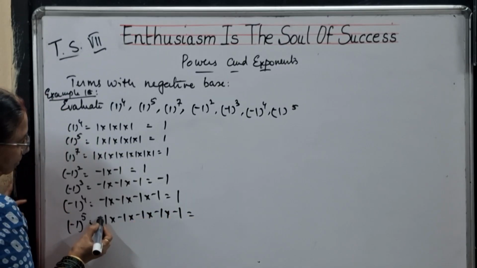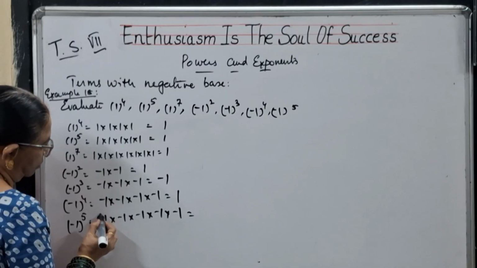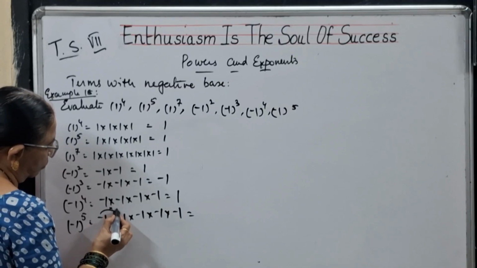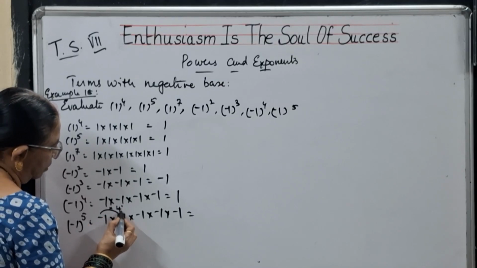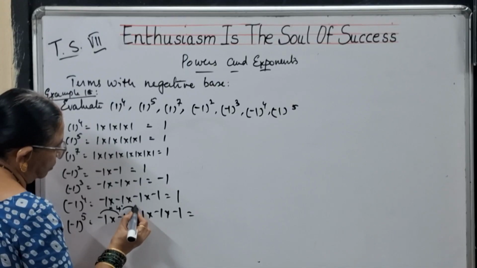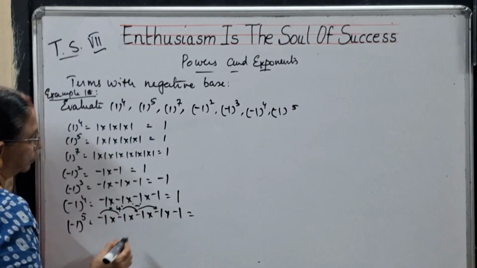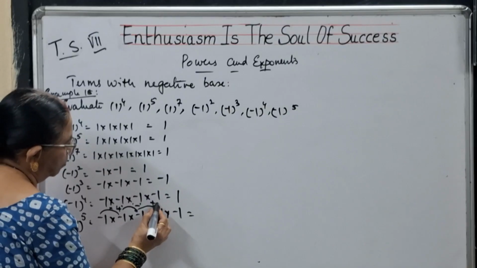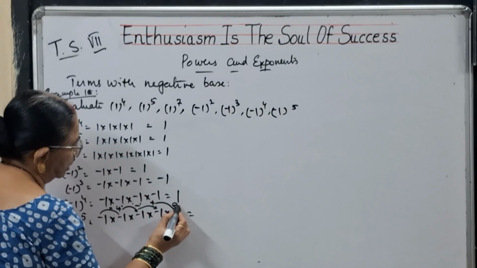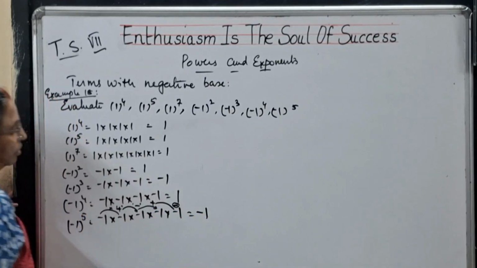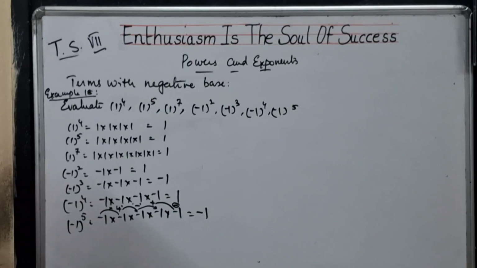5 times. See children, minus into minus, you will be getting plus. So plus into minus, you will be getting minus. Minus into minus, you are getting plus. Plus into minus, you will be getting minus. So you are getting minus 1.